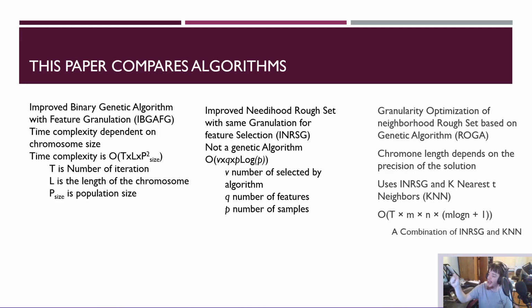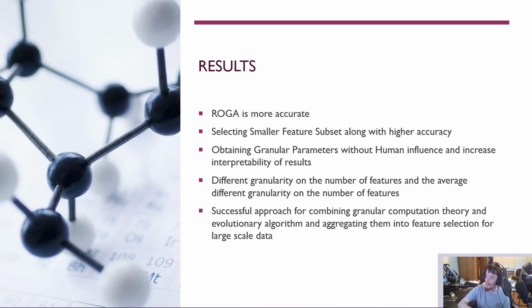It uses actually a variable length chromosome that's solely based on the precision that you want the solution to be, which is basically how narrow of a subsection of the features do you want, how tight do you want that to be, and so on. And they found some pretty interesting results. Basically, the ROGA was highly accurate. It was really good with selecting smaller feature subsets, and had higher accuracy than pretty much anything else.